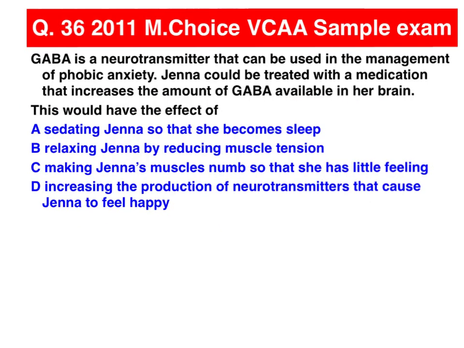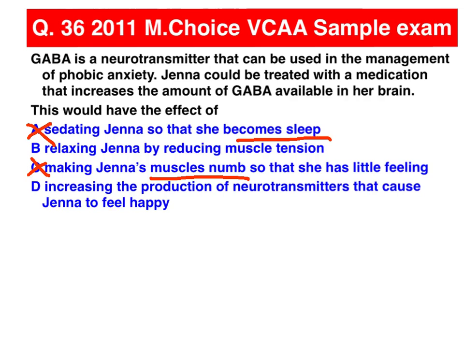GABA is a neurotransmitter that can be used in the management of phobic anxiety. Janet could be treated with a medication that increases the amount of GABA available in the brain. So we're talking about benzodiazepines here. In terms of A and C, becoming sleepy or numbing the muscles, benzodiazepines aren't tranquilizers. They don't anesthetize you. So the actual effect of them is a calming effect, not quite to the extreme of A or C.